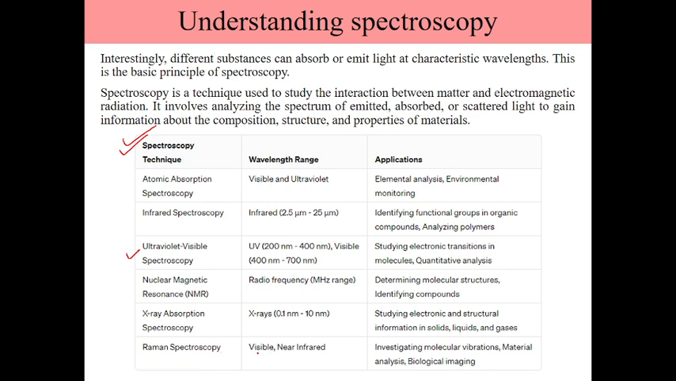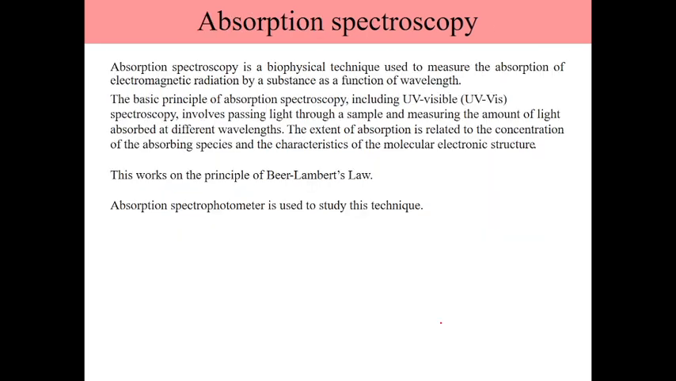Then comes in Raman spectroscopy. So this uses again visible and near infrared region and this is used for investigating molecular vibrations. So remember this can come as a question. Okay. So Raman spectroscopy, it is visible light and infrared region. It is used for understanding molecular vibration, material analysis and biological imaging.